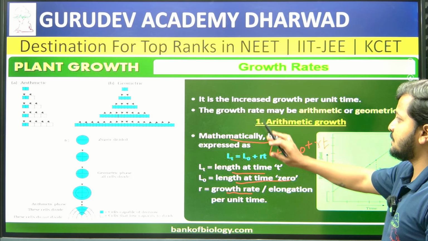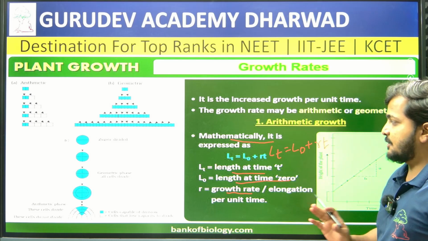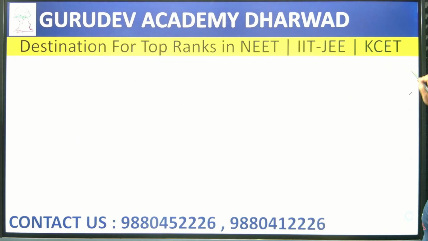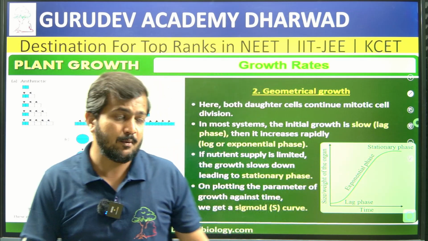So based on this we can calculate arithmetic growth, and by plotting it graphically, if you find out, it shows us a linear development or linear curve. Linearity of the graphical representation can be seen here.